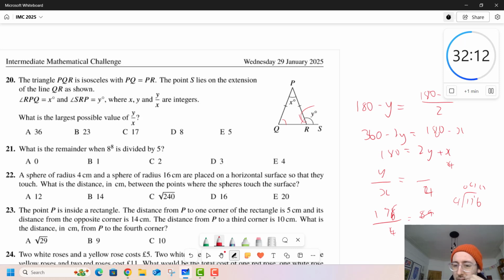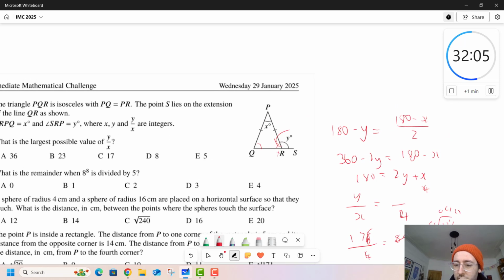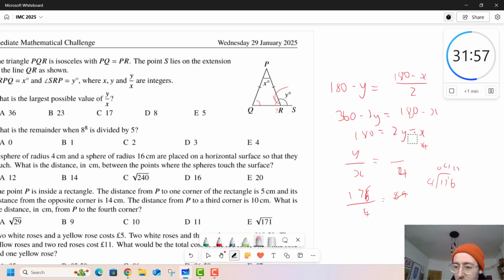Okay, so this is 180 minus y. And these two are 180 minus x. Add those two, but then you divide it by 2. So 360 minus 2y equals 180 minus x. So 2y minus x. There we go, found the mistake. Okay. 2y minus x equals 180. So if x was 2, 182. No. So x was 4, 184. 184 over 2 is 92, which is 46. So 46 over 2.